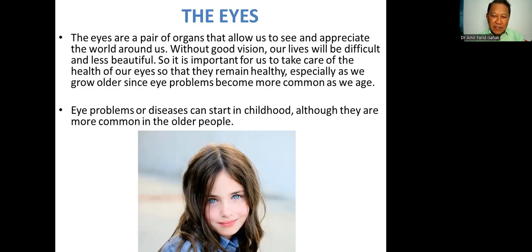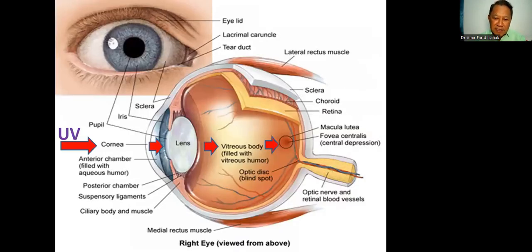My batchmates, this year we are celebrating the 70th year. Many have gone for cataract operations. So eye problems or diseases can start in childhood, although they are more common in older people. So that you can understand when I'm referring to the parts of the eye, there's a revision on the anatomy of the eye.